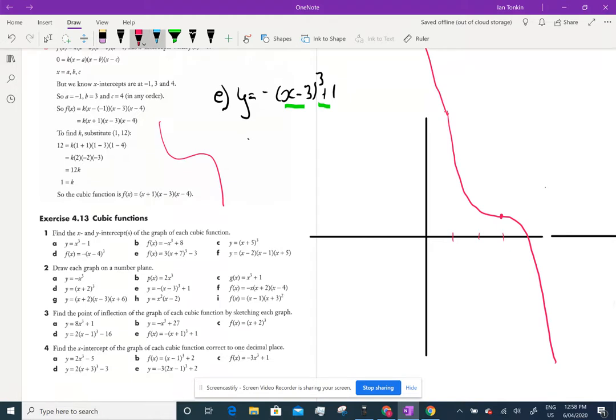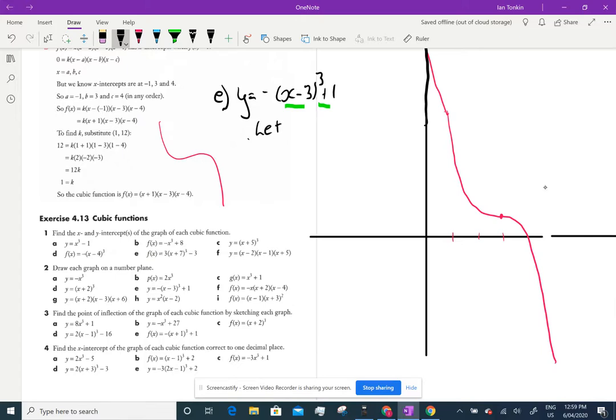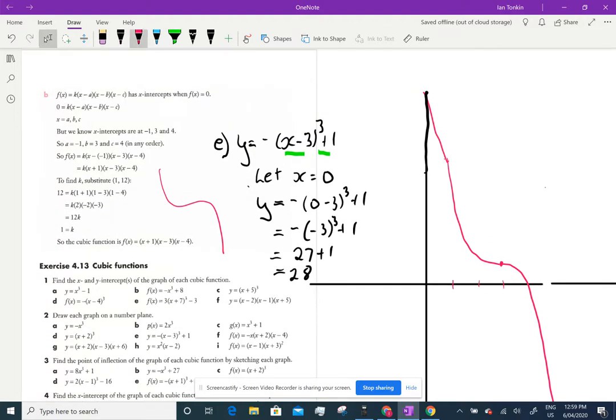And the intercept is going to be somewhere up there. Now, how do I find that? Well, let x equals 0. And I get y equals -0 minus 3 cubed plus 1. Well, that's -3 cubed plus 1. And that's going to be 27 plus 1. Oh, 28. So that value is 28.